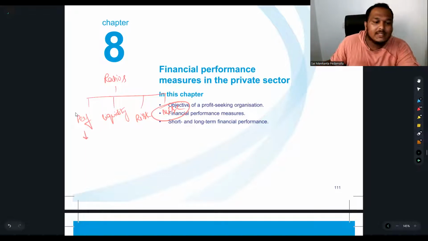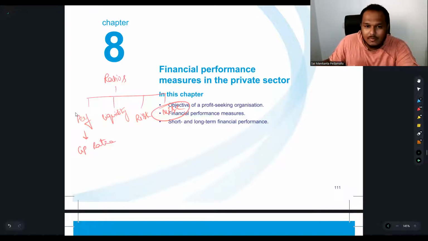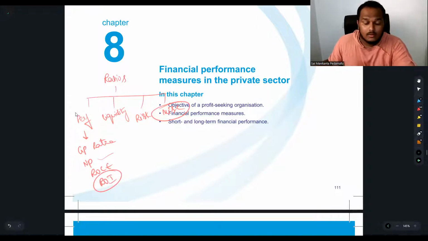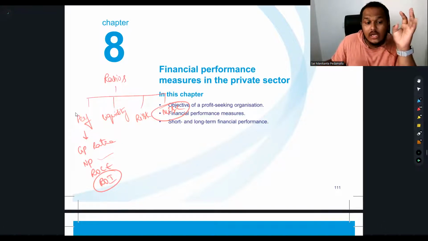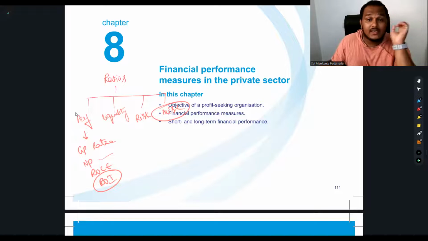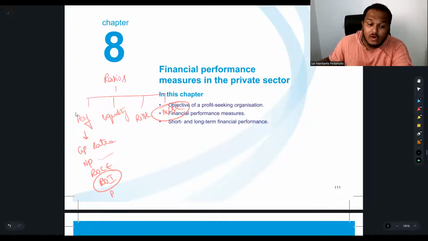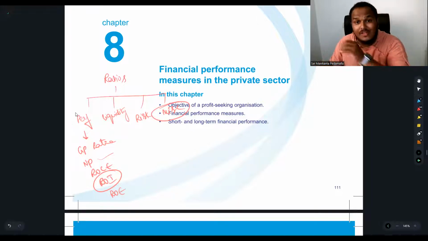Performance related, the most important ones would be the GP ratio, talking about your gross profit margins, then your net profit ratio, then your ROCE, return on capital employed, then you have your ROI, which you will learn in divisional performance measurements. Please be very careful about this. ROCE and ROI are not the same. They are not at all the same. Return on capital employed is different. Return on investment is different. And you also have something called ROE, return on equity alone.